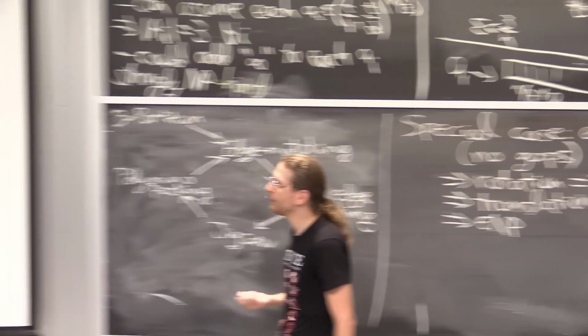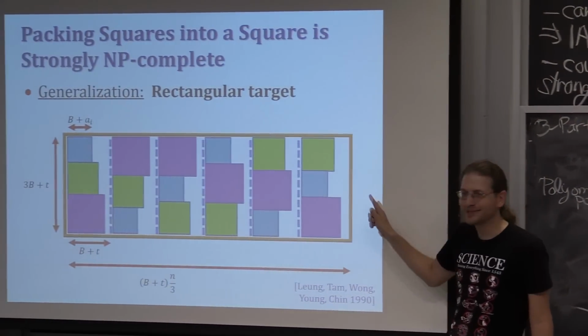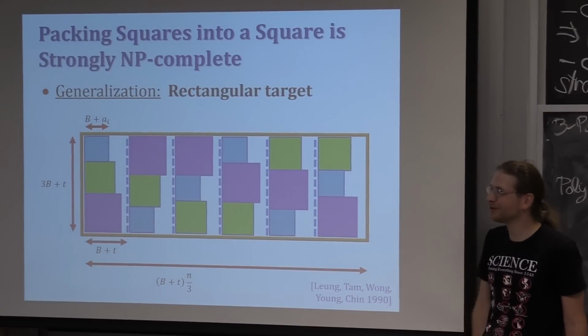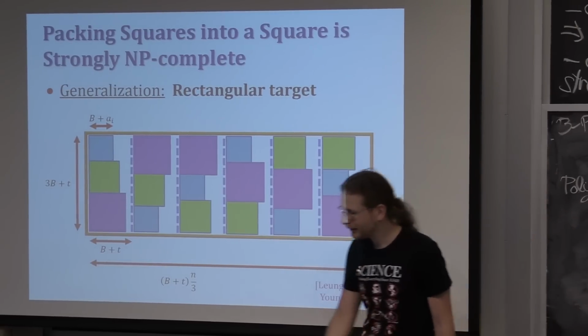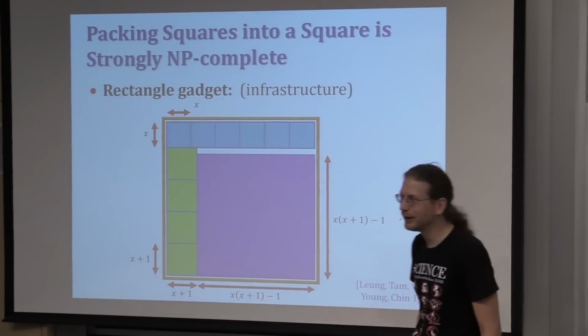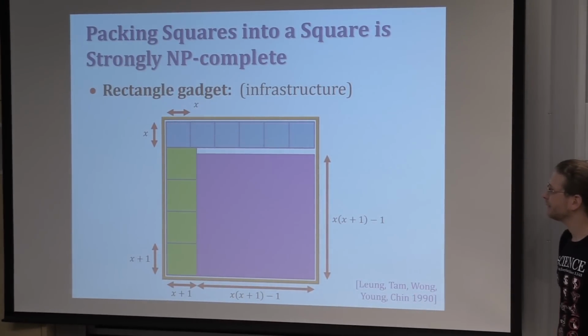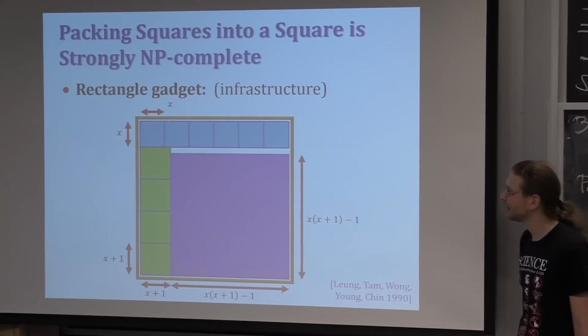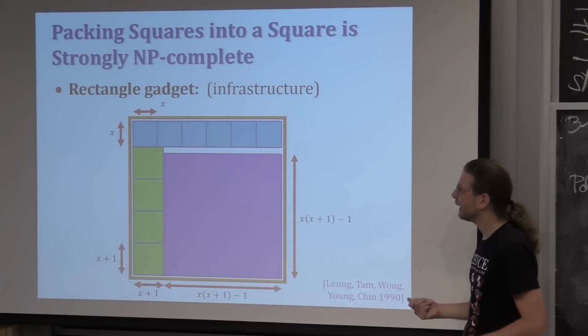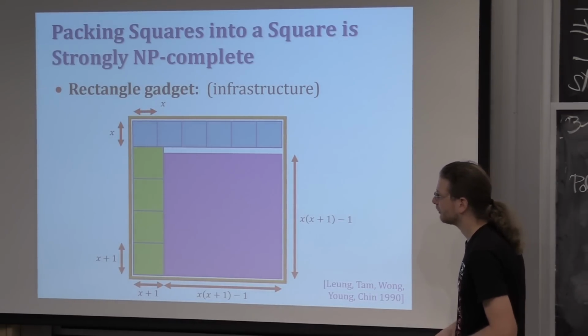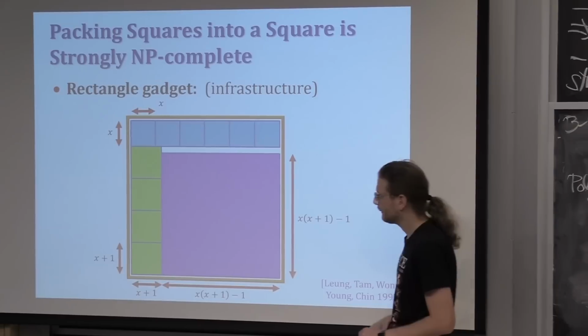Okay, so this was actually packing squares into a rectangle. But that wasn't the problem I started with. I wanted to pack squares into a square. So for that, you need an infrastructure gadget like the frame that we made before. And this is kind of a cute number theory-ish trick. I'm going to take some integer x. We'll choose it later. It's just going to be big enough, something like n.